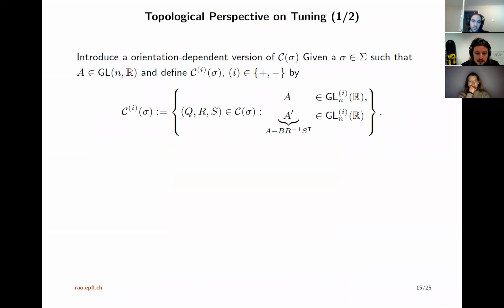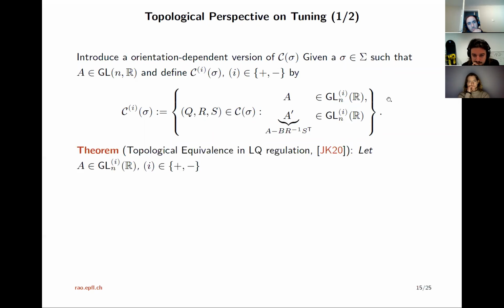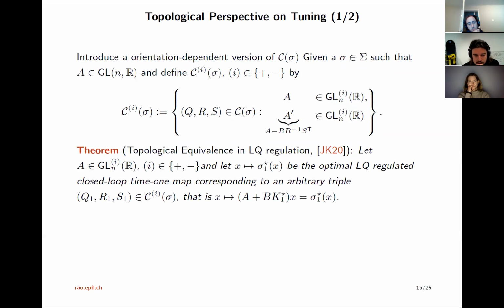To that end, we will slightly alter the set of these cost matrices and make it orientation dependent. So we assume that our matrix A is invertible. It's a member of one of these path-connected components, and we enforce these cost matrices to be such that this A prime, which is the transformed version, is a member of the same path-connected component. And then we can state the following. So we let A be such a matrix.